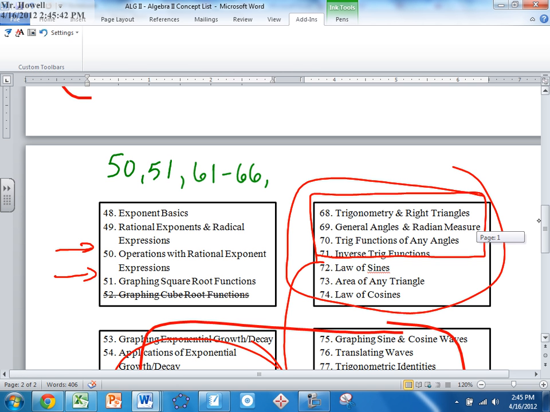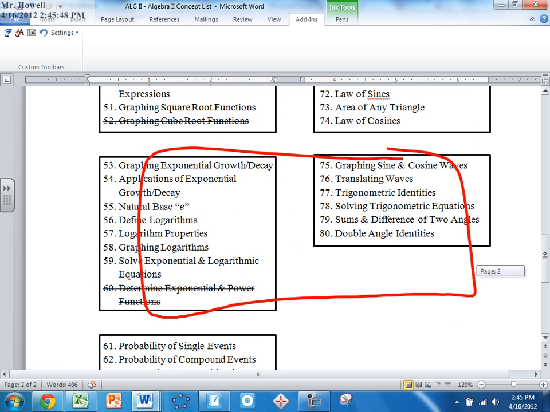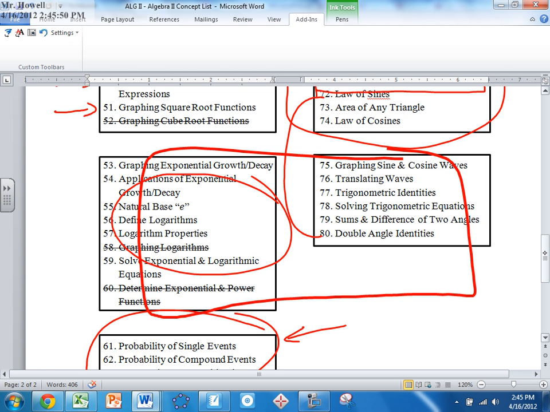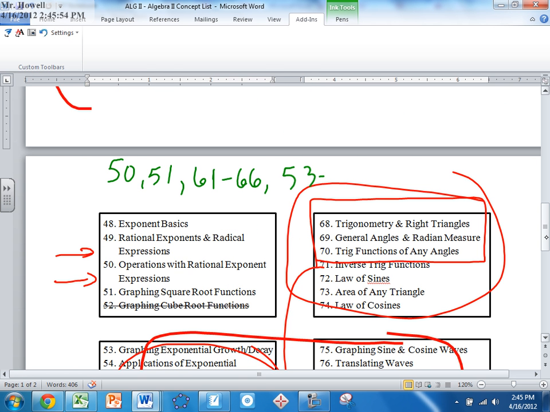That's funnier than that. So 50, 51, then we'll jump to 61 through 66. Then we'll look at the middle section between 53 and 59. Okay, so it's going to be a little bit back and forth, just to give you a heads up. So the numbers are not going to be consecutive. I'm only doing this because we're a little bit behind where I want it to be for SAT stuff.